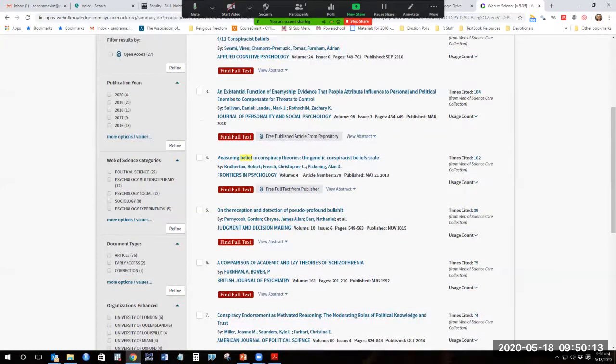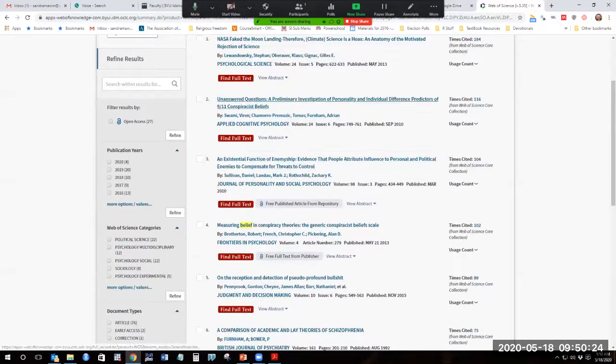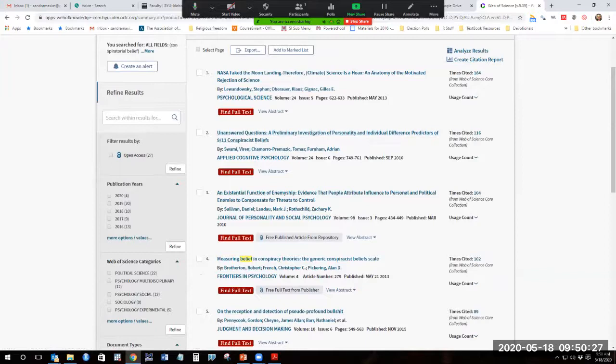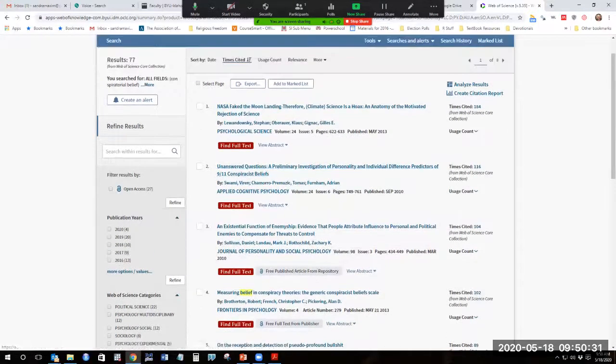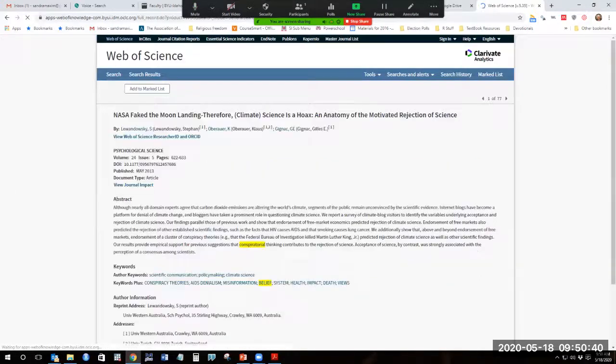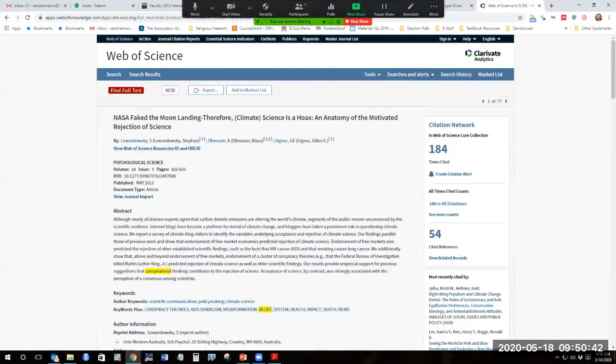So this one perhaps could be helpful, judgment and decision making. This one could, right? Perhaps this looks like it's more of a measurement thing. So I don't know if I'm interested in the measurement stuff. But this one looks like, okay, this is personality related to conspiracy beliefs. Maybe I want to throw that in. But this one, NASA faked the moon. So this looks like it's laying out an argument for why people reject science. Okay, well that could be useful to me, right? So I have this one.